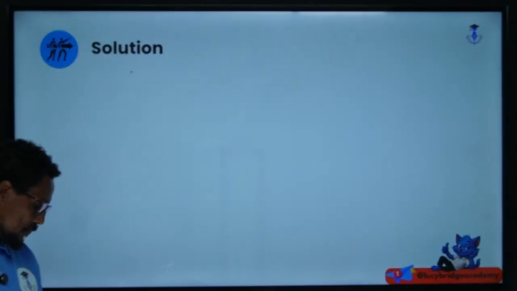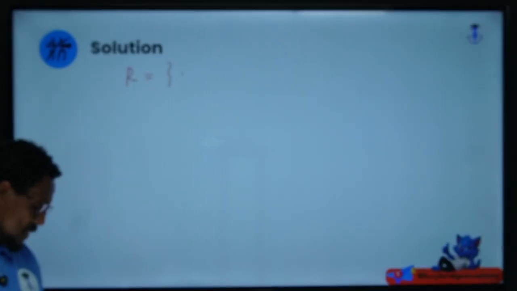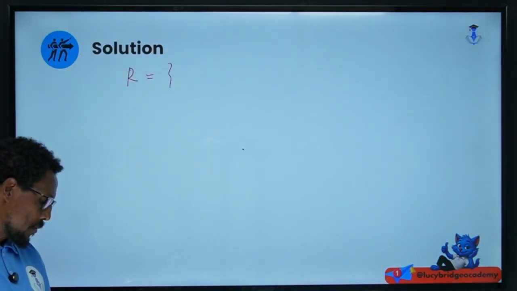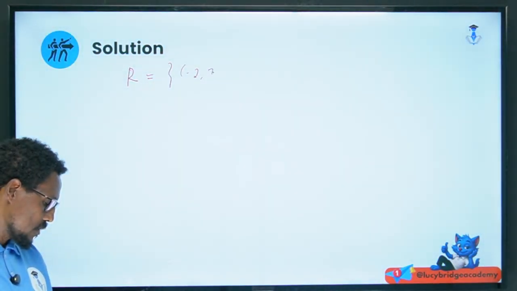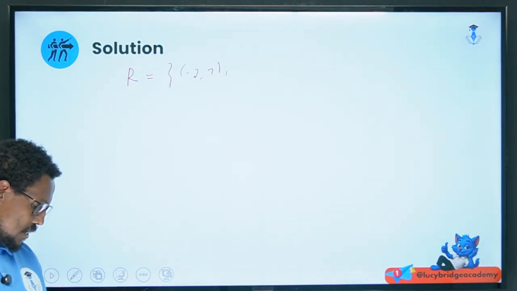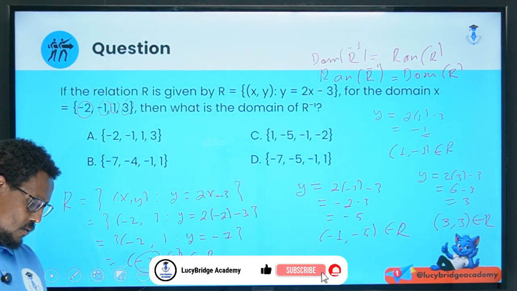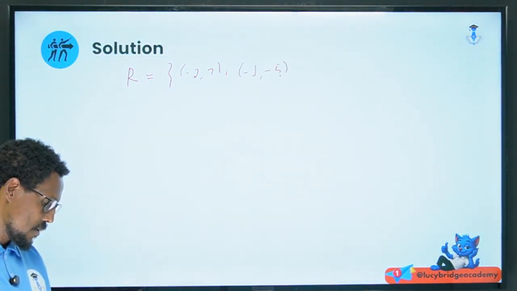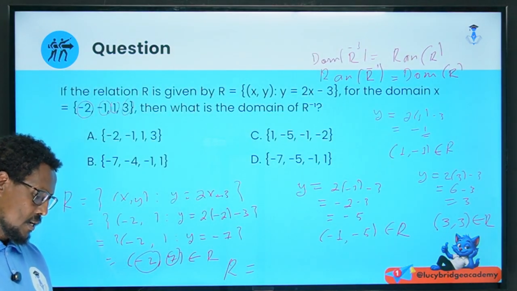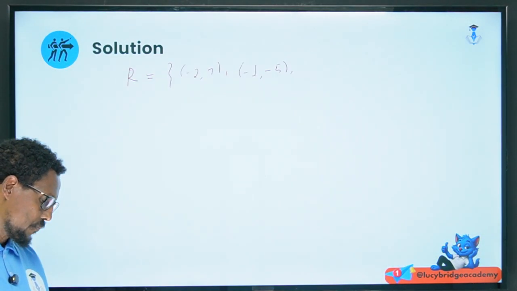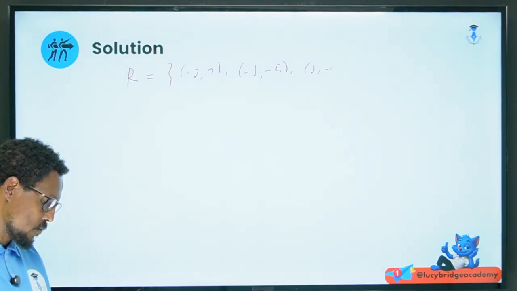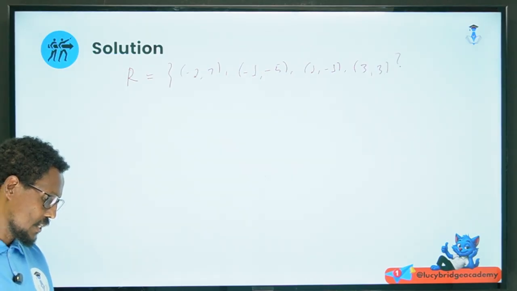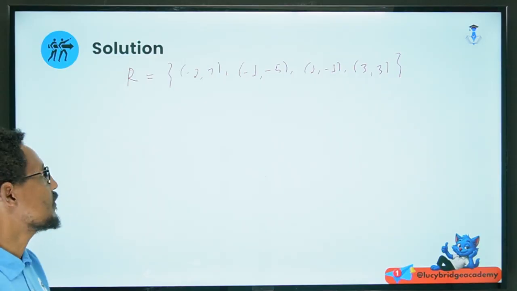r is equal to the set of (x, y). What are the elements? The elements are (-2, 7), (-1, -5), (1, -1), and the last one (3, 3). These are elements of the given relation r, okay?